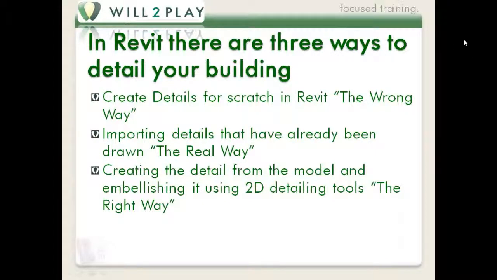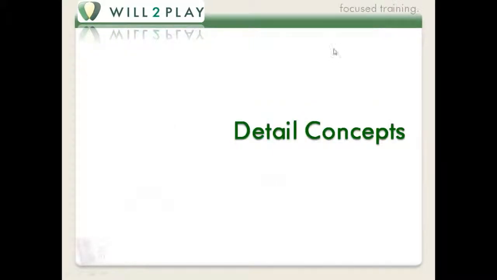Then the last piece is creating the detail from the model and embellishing it with 2D detailing information. That's the right way, sorry. The right way would be that we get 80-ish% of our detail from the model, and then we just draft the last 10%. And by draft, I don't just necessarily mean use lines only.